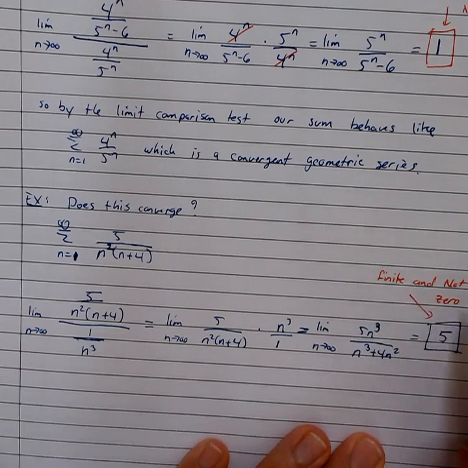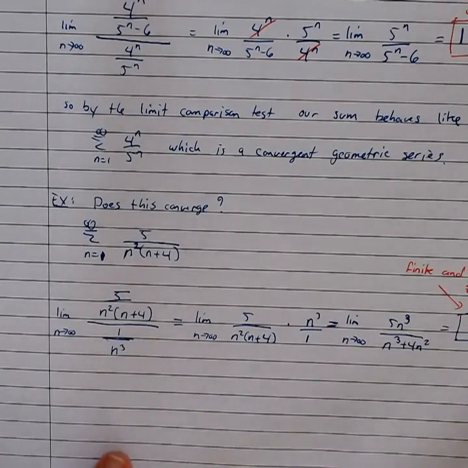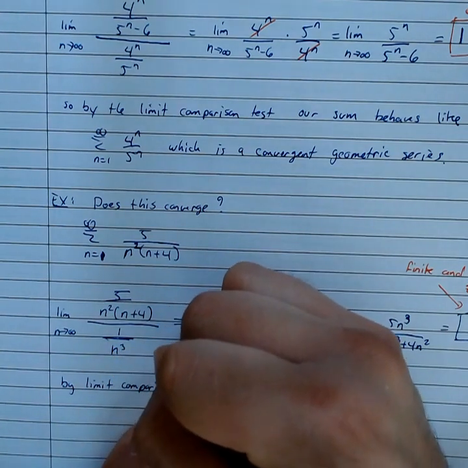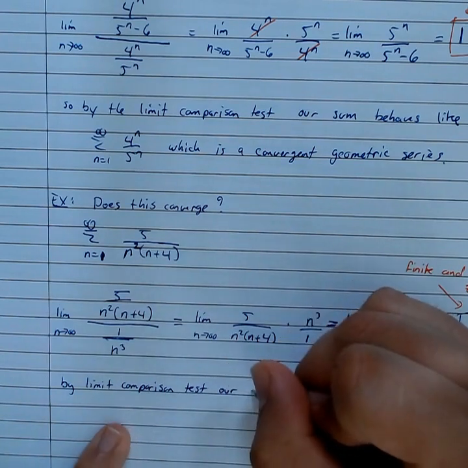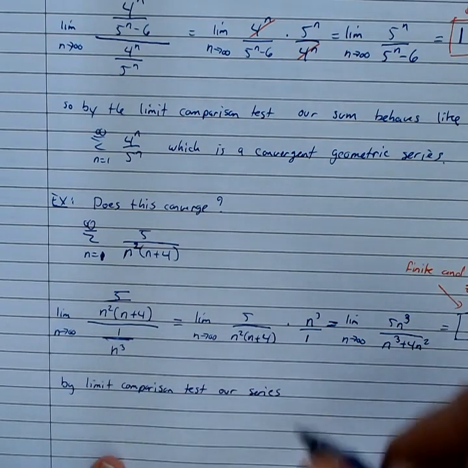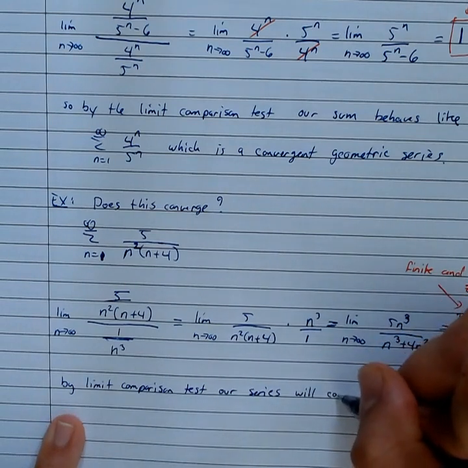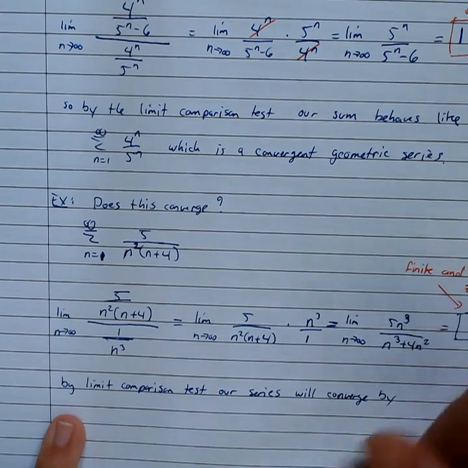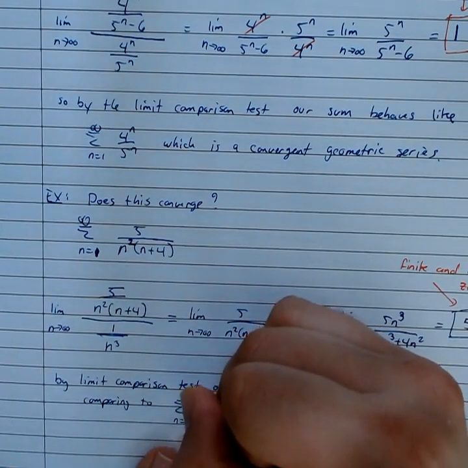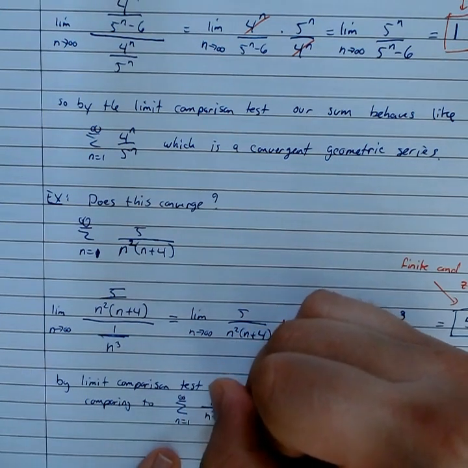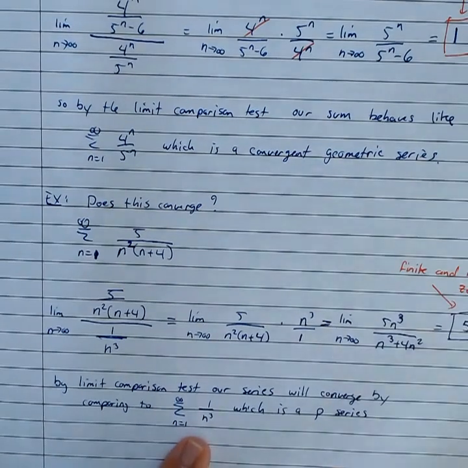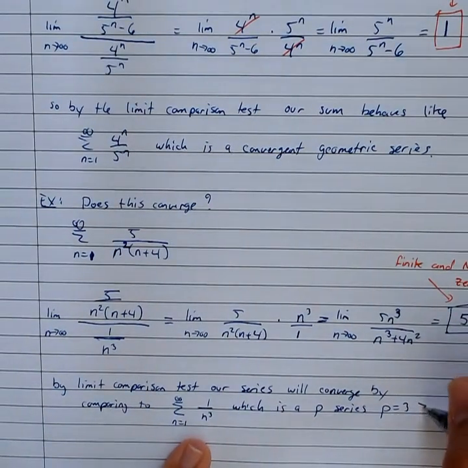But since this is finite and not 0, that means that by the limit comparison test, our series will, well, we know the sum of 1 over n to the third will converge, so that means we know our series will converge, by comparing to the sum as n goes from 1 to infinity of 1 over n to the third, which is a p-series with p equal to 3, which is greater than 1.